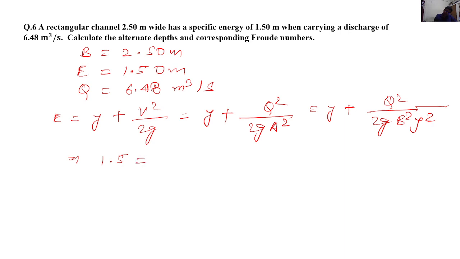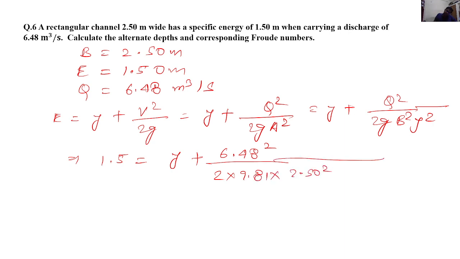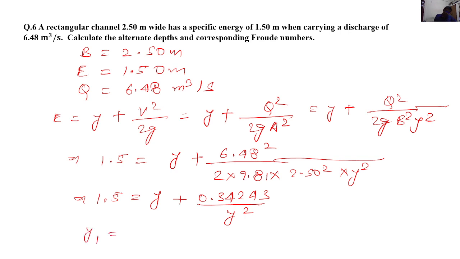1.50 meter, that is E, is equal to y plus (6.48 meter cube per second) square by 2 times 9.81 times 2.50 square times y square. So you just solve this expression. The expression would come out to be y plus 0.34243 by y square. Just solve this equation by trial and error. You would get two values of y. Y1 will come out to be 1.30 meter, and y2 will come out to be 0.63 meter.